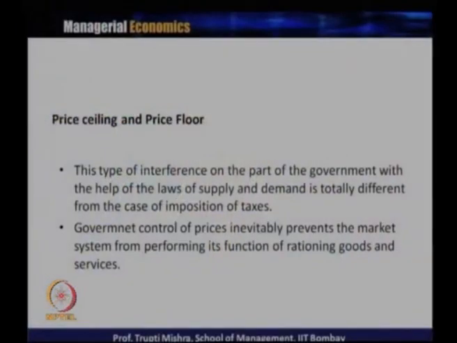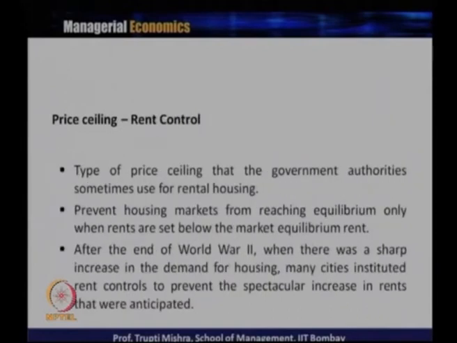This type of interference on the part of government with the help of laws of supply and demand is totally different from the case of the imposition of tax. This is not the case of taxes, and government control of price inevitably prevents the market system from performing its function of rationing goods and services. So, there are two types of cases. One is price ceiling, a type of price ceiling that government authority sometimes uses for rental housing, and the specific case here is rent control. It prevents the housing market from reaching equilibrium only when the rents are set below the market equilibrium rent.